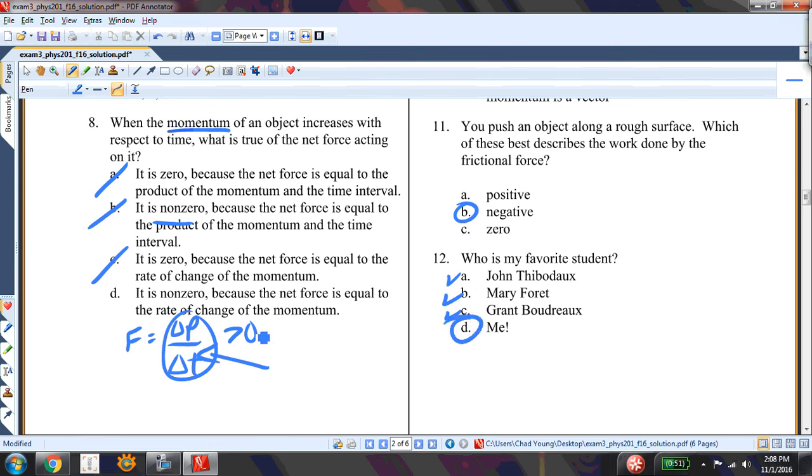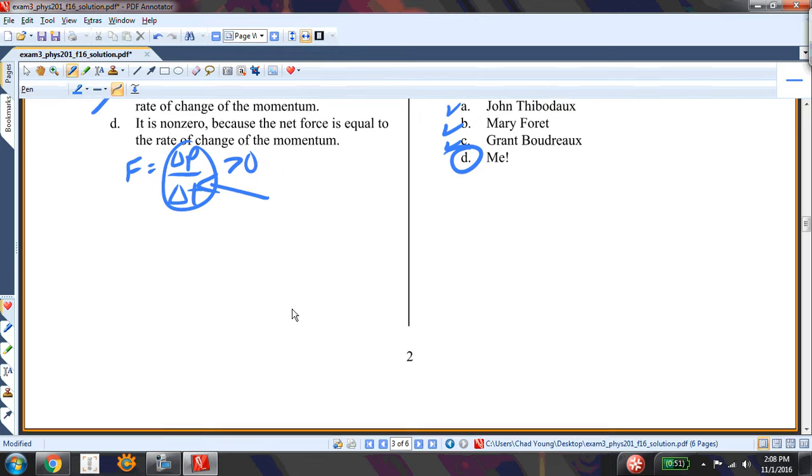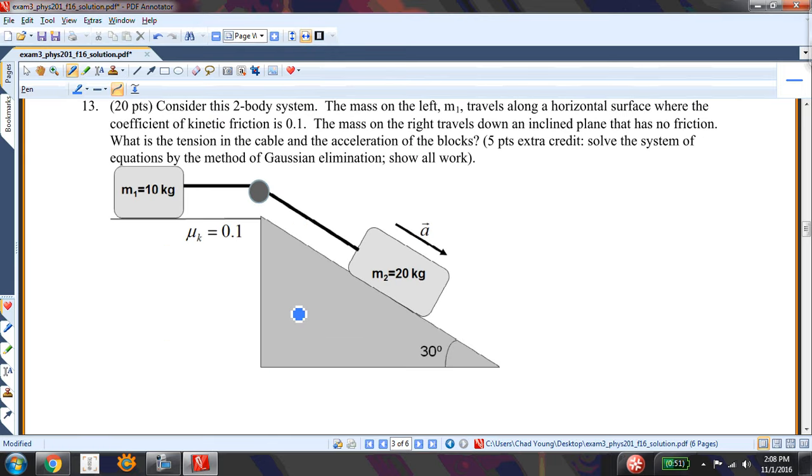But D is the right answer for number 12. Obviously, that was a gimme. Okay, let's look at this. This is our two-body 2D problem.